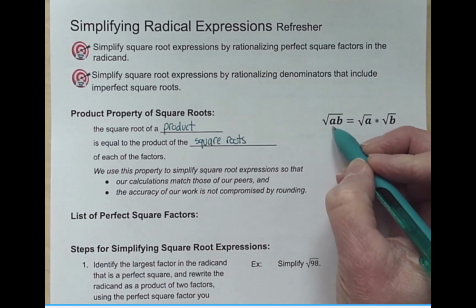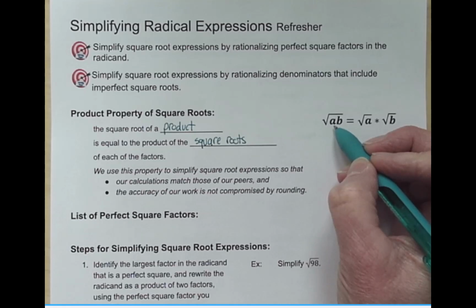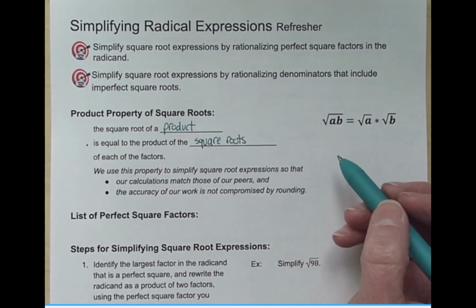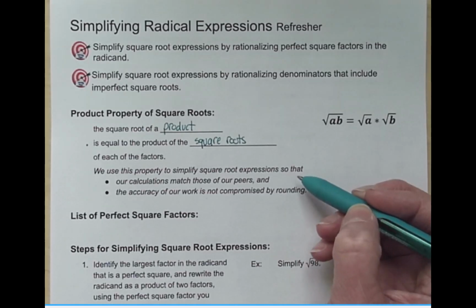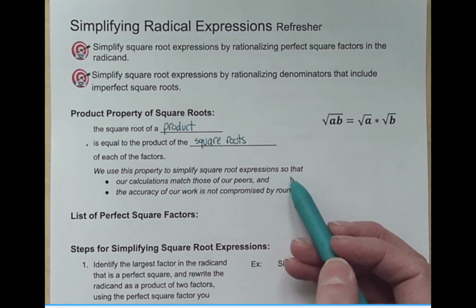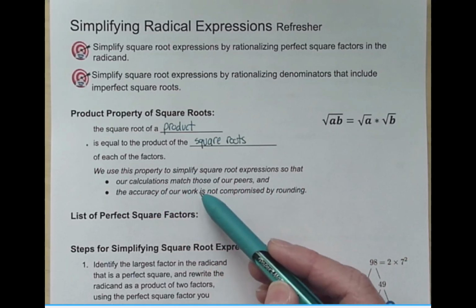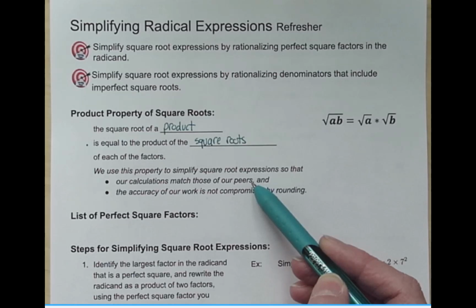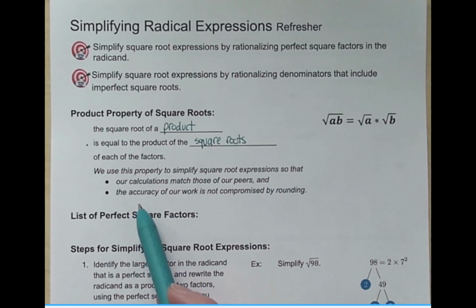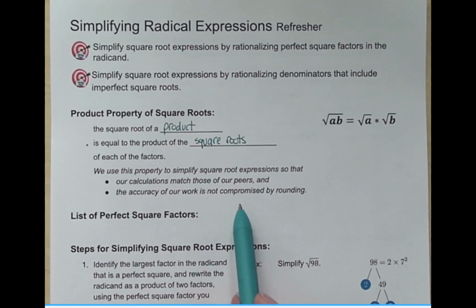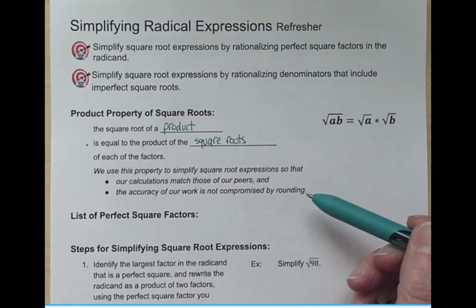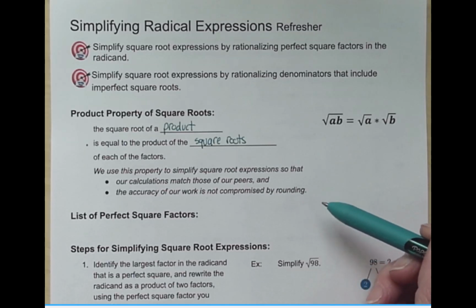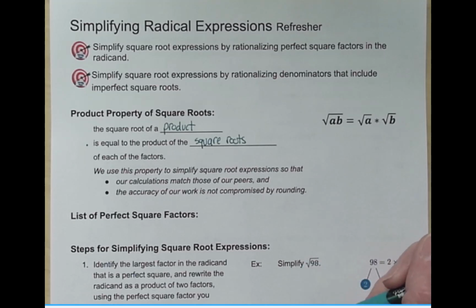So as long as we're talking about multiplying things in the radicand, then we can find the square root of each of those factors. We simplify radical expressions, and we use this property to simplify them so that our calculations match those of our peers and we can compare answers more easily. And we do this so that the accuracy of our work is not compromised by rounding. We're not going to find something like the square root of 5 and round it to the nearest tenth and lose accuracy. Instead, we're just going to simplify that expression in the way that we're going to talk about in just a moment.